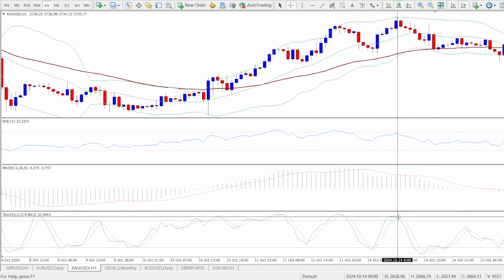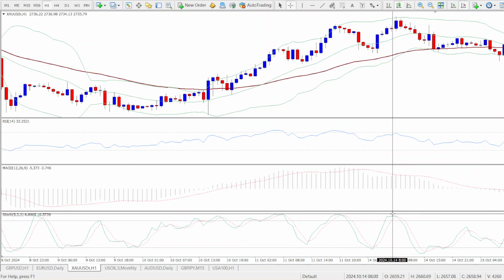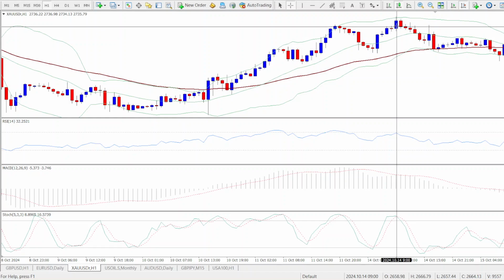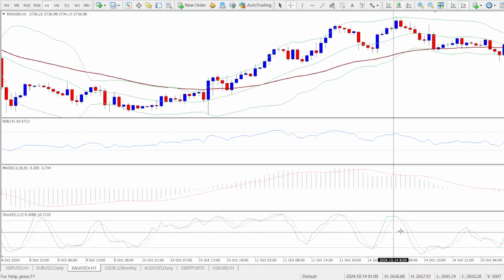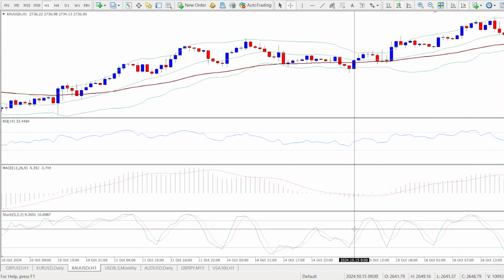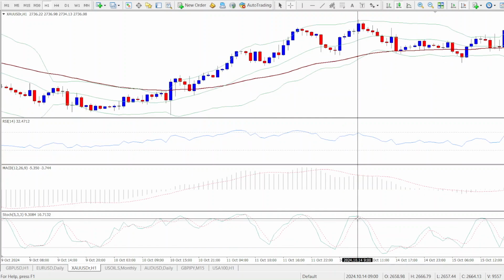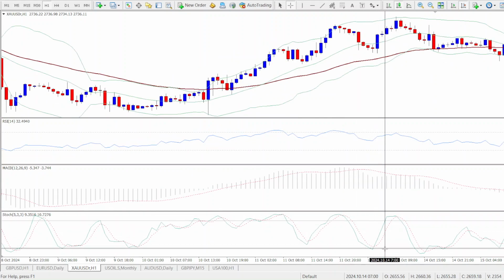So we can see now a very quick example. You can see that when the stochastic was in overbought territory and beginning to point downward, there was a pullback, even though this was a bullish trend, right? So the stochastic oscillator can help you to spot pullbacks and reversals on time. It can give you entry points and exit points.